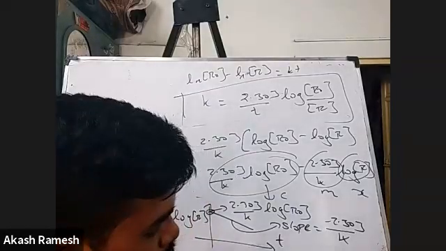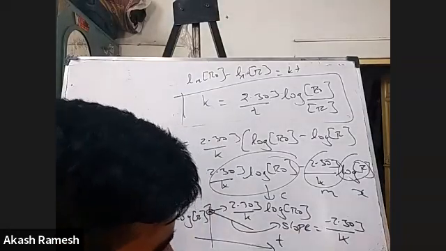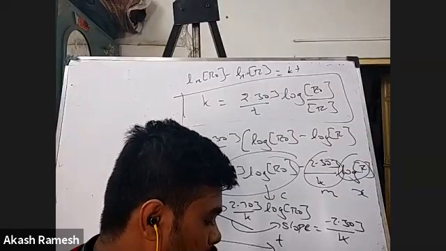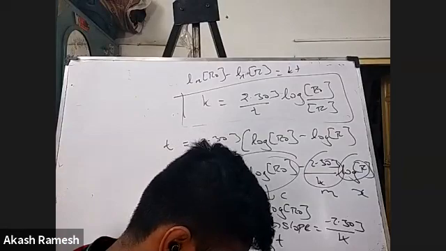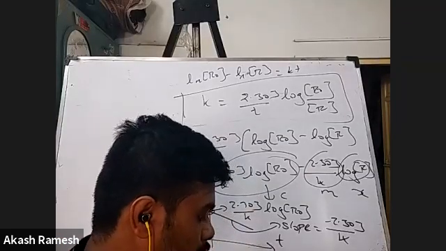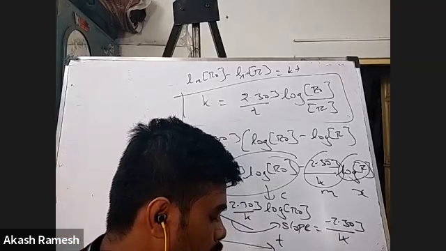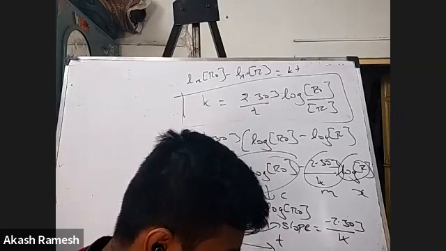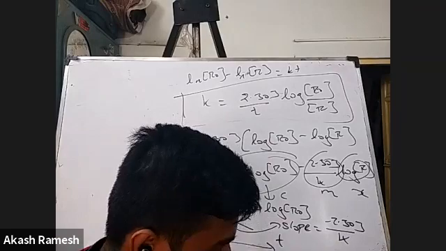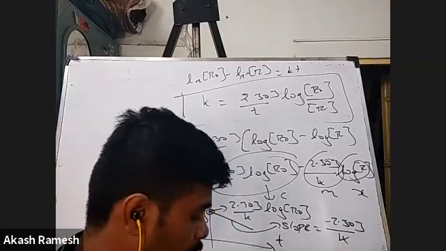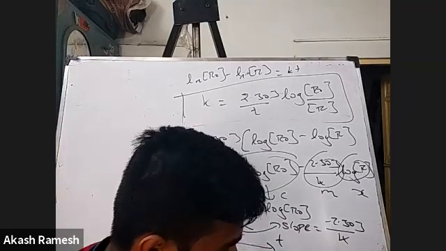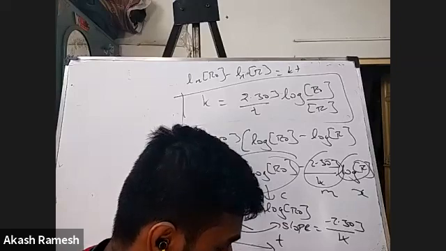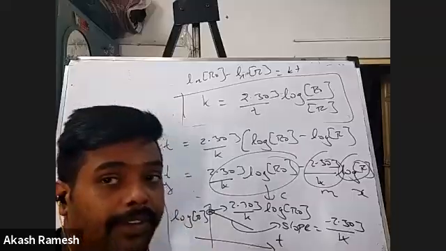Now the question is, find the time taken for the concentration to change from 0.1 M to 0.025 M. So I'll repeat the question as a whole. In a first order reaction, the concentration of the reactant decreases from 0.8 M to 0.4 M in 15 minutes. Find the time taken for the concentration to change from 0.1 M to 0.025 M.